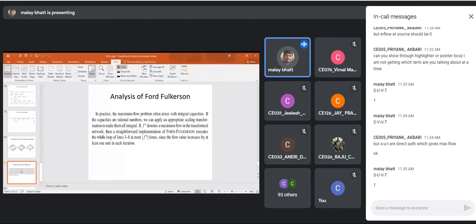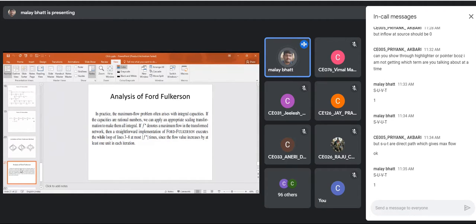analysis of this Ford-Fulkerson algorithm, I can say, in practice, the maximum flow problem often arises with integral capacities. If the capacities are rational numbers, we can apply an appropriate scaling transformation to make them all integral. So this Ford-Fulkerson algorithm we can use with integral capacities. So you have to do a necessary transformation to convert rational numbers to integral.